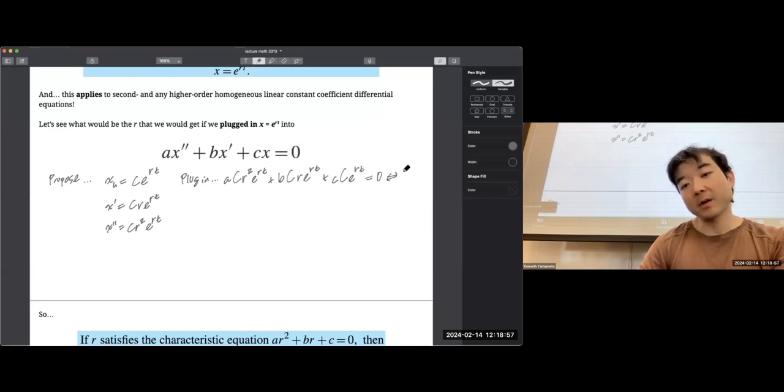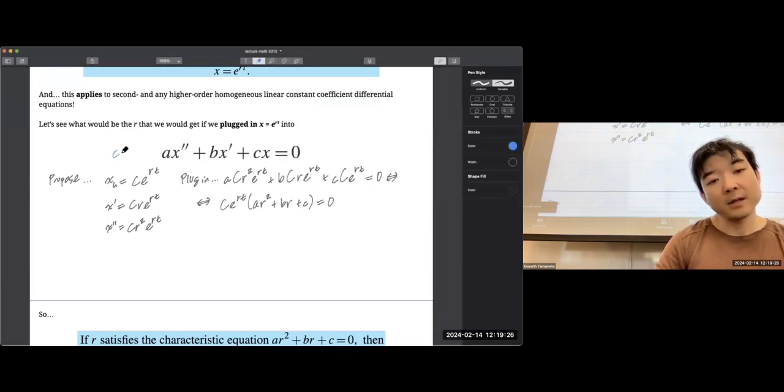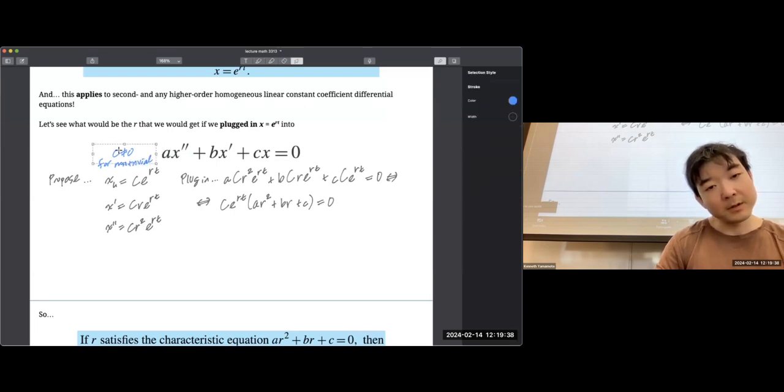Again, there's stuff that's common across all three of these terms. What's common is a capital C e to the rt. So you'll have capital C e to the rt, and then the first one will have a r squared left after you factor that out, plus the second one will have a b r left, and the third one will have just a little c left. And this has to equal 0. Again, I'll just say that we don't want capital C to equal 0. So we'll just say capital C does not equal 0 for non-trivial solutions.